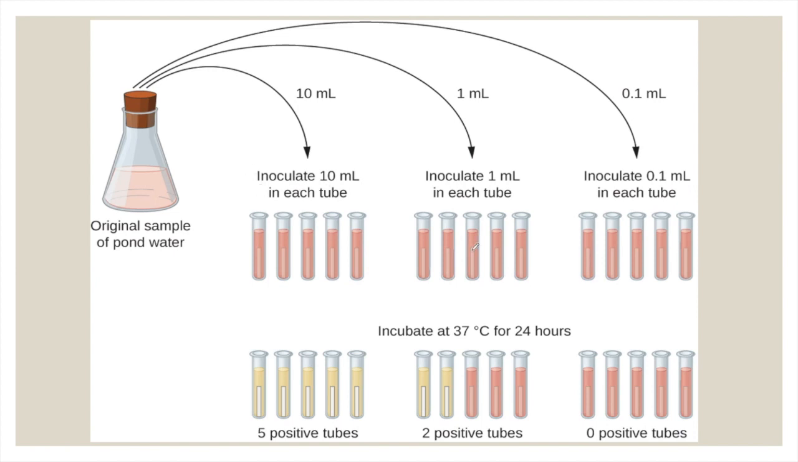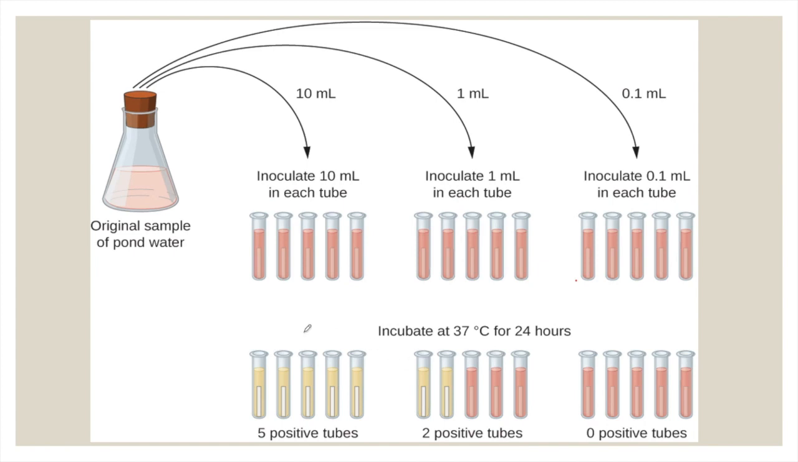Now in this single strength lactose broth, we will inoculate 1 ml in each tube. 1 ml, 1 ml, 1 ml, 1 ml and 1 ml. Like this, we will go for 0.1 ml in each tube for this third set of 5 test tubes, that is of single strength lactose broth. And now we incubate it at 37 degrees Celsius for 24 hours, and we will find out how many positive results are obtained.